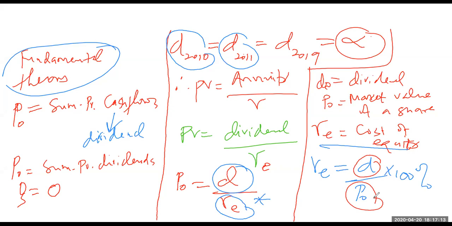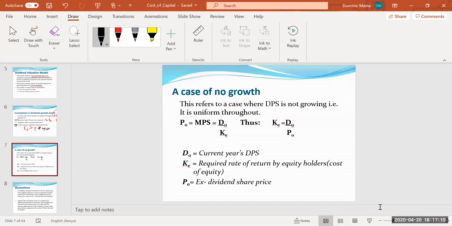So I can go back to our notes there. In this particular context, we are representing the cost of equity as K. It's one and the same thing; in our context before, we were using RE. So we divide D naught by P naught, giving the cost of equity, or the return to the equity shareholders. I hope it's very clear.